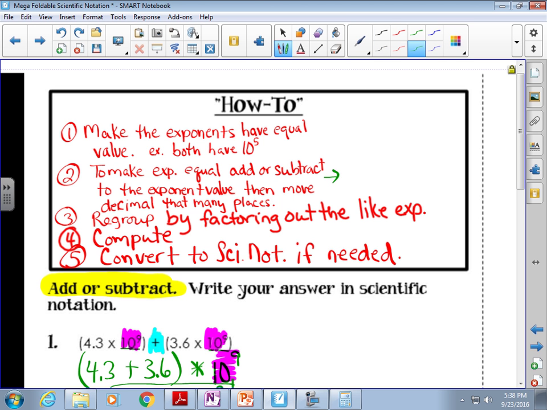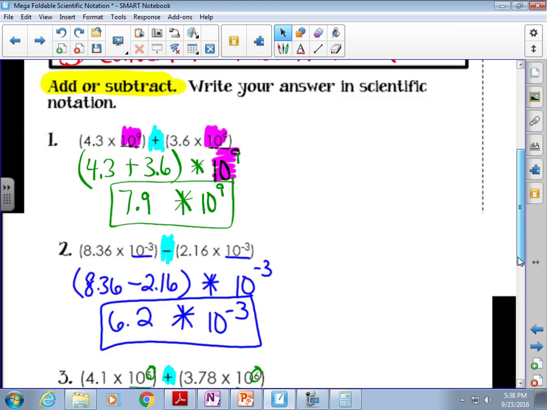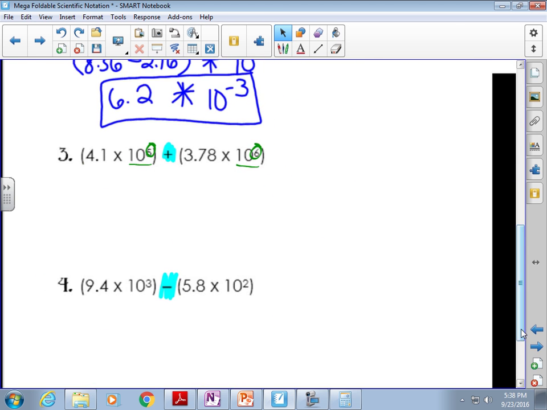Right here, make the smaller exponent match the larger exponent. Okay? Make the smaller exponent match the larger exponent. So let's look at this.